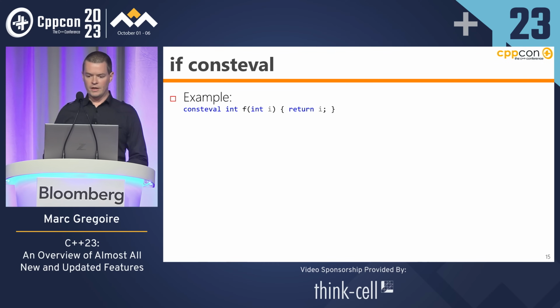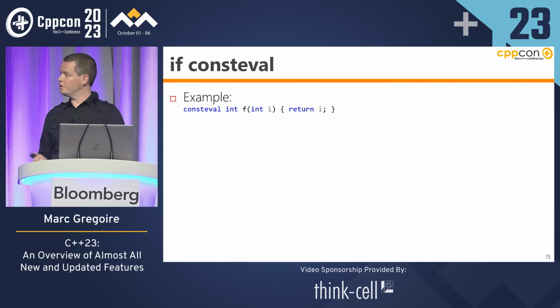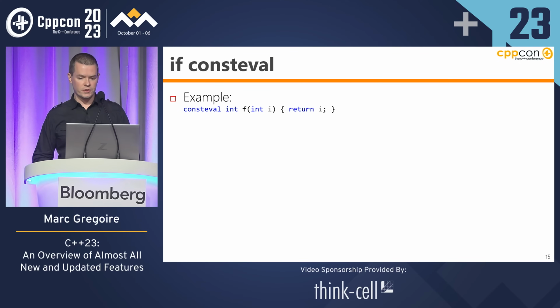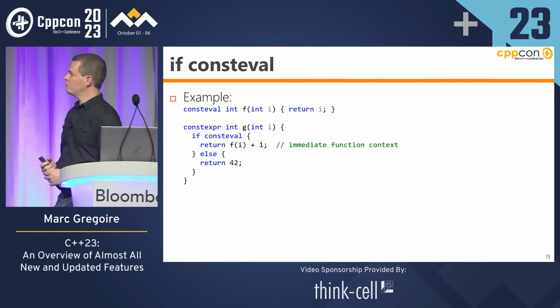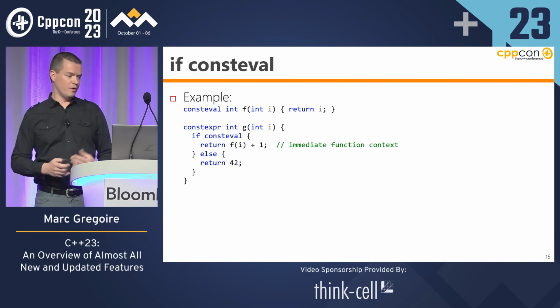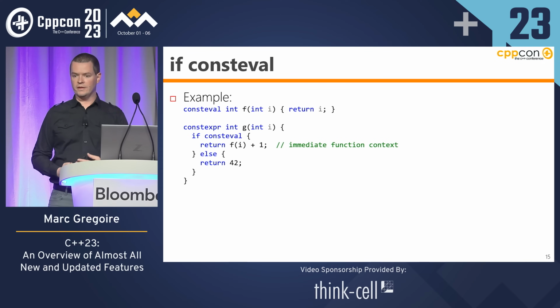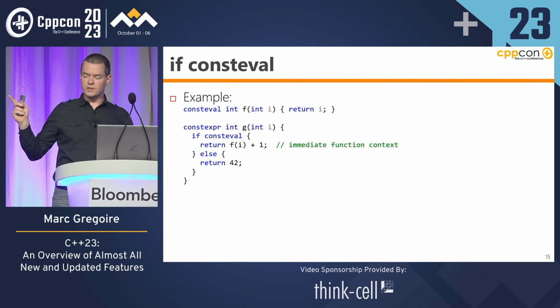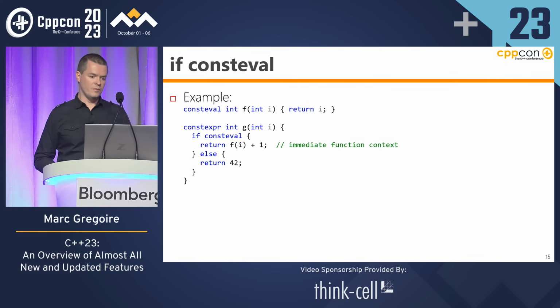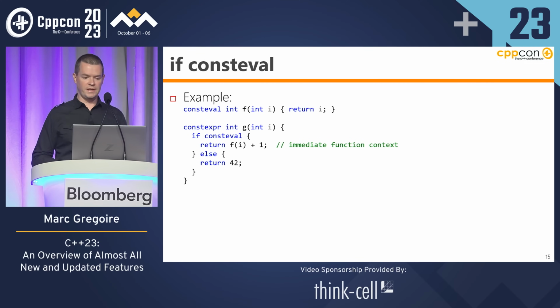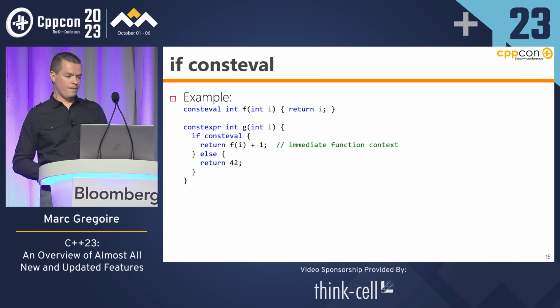So here is an example. I have a consteval function f, also called an immediate function. I have a constexpr function g, and in this constexpr function, I can check if I'm being called at compile time or not. So one thing, consteval functions are guaranteed to be executed at compile time, while constexpr functions can be evaluated at compile time or at runtime.